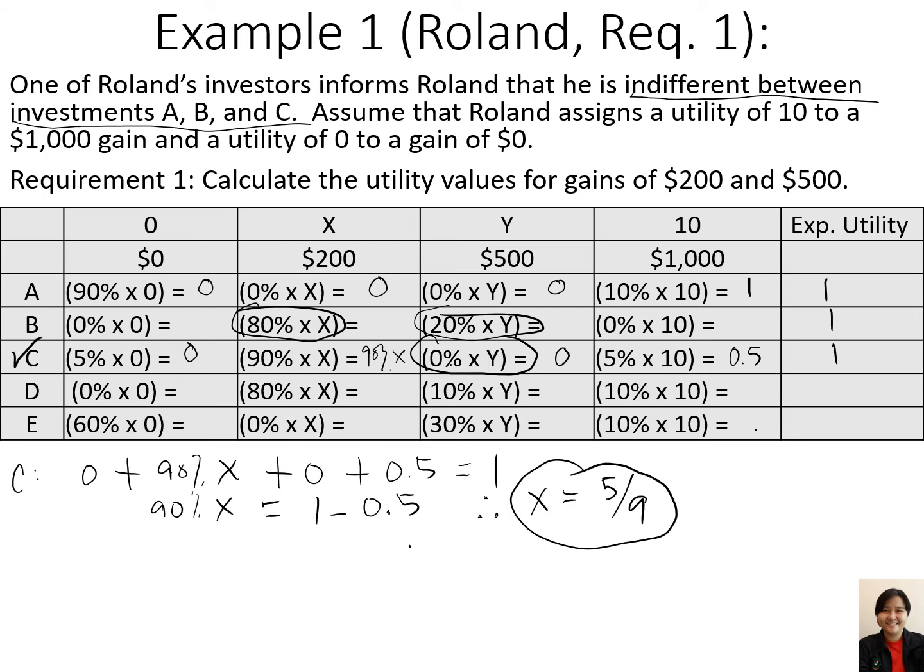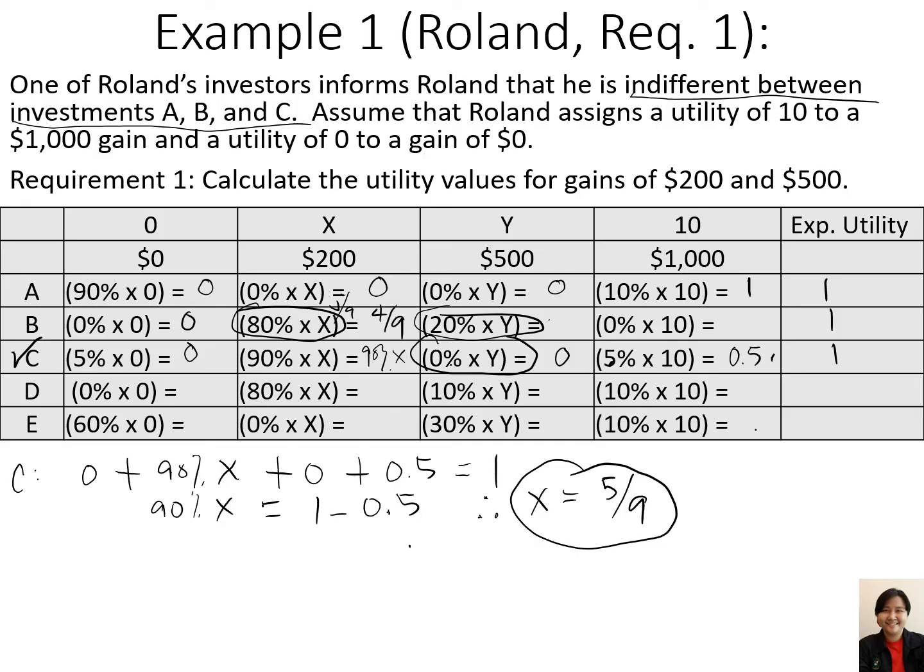Now that we already have the utility value of X, we can now solve for Y using investment B. So for investment B, 0% times 0, we have 0. 80% times X, so we just substitute 5/9 for X. That is 4/9.